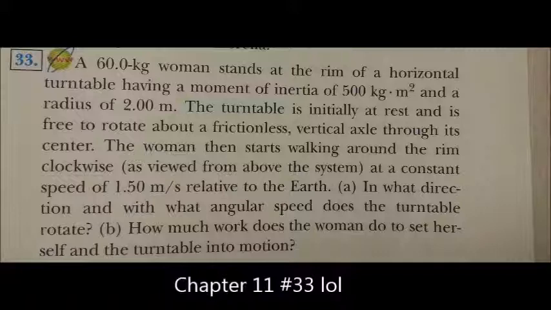The turntable is initially at rest and is free to rotate about a frictionless vertical axle through its center. The woman then starts walking around the rim clockwise, as viewed from above the system, at a constant speed of 1.5 meters per second relative to the Earth. A. In what direction and with what angular speed does the turntable rotate? B. How much work does the woman do to set herself and the turntable into motion?